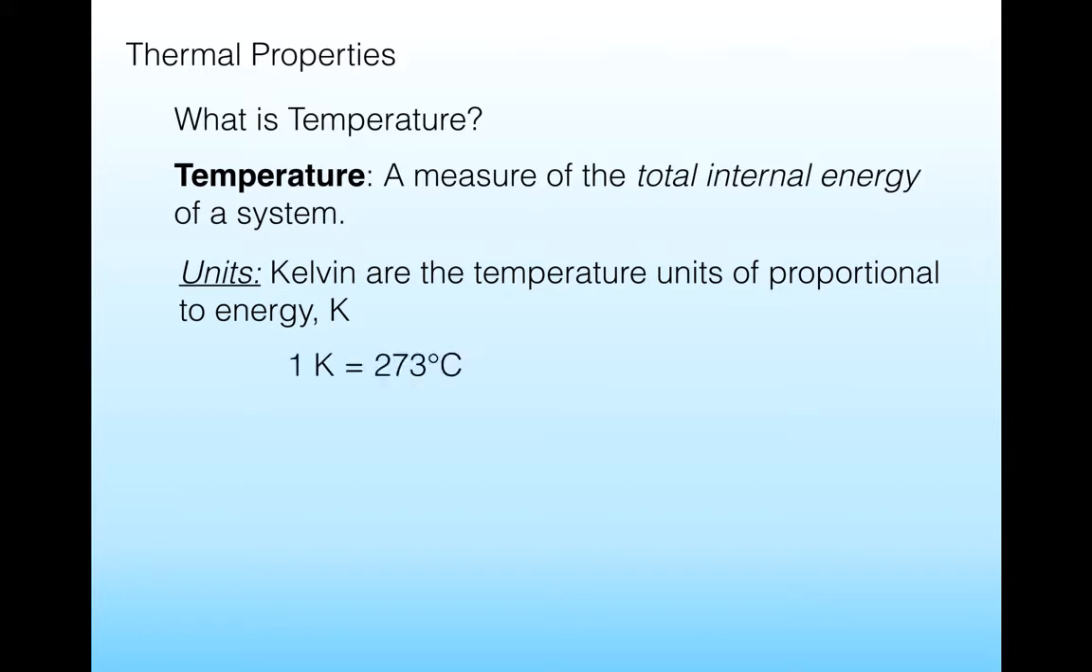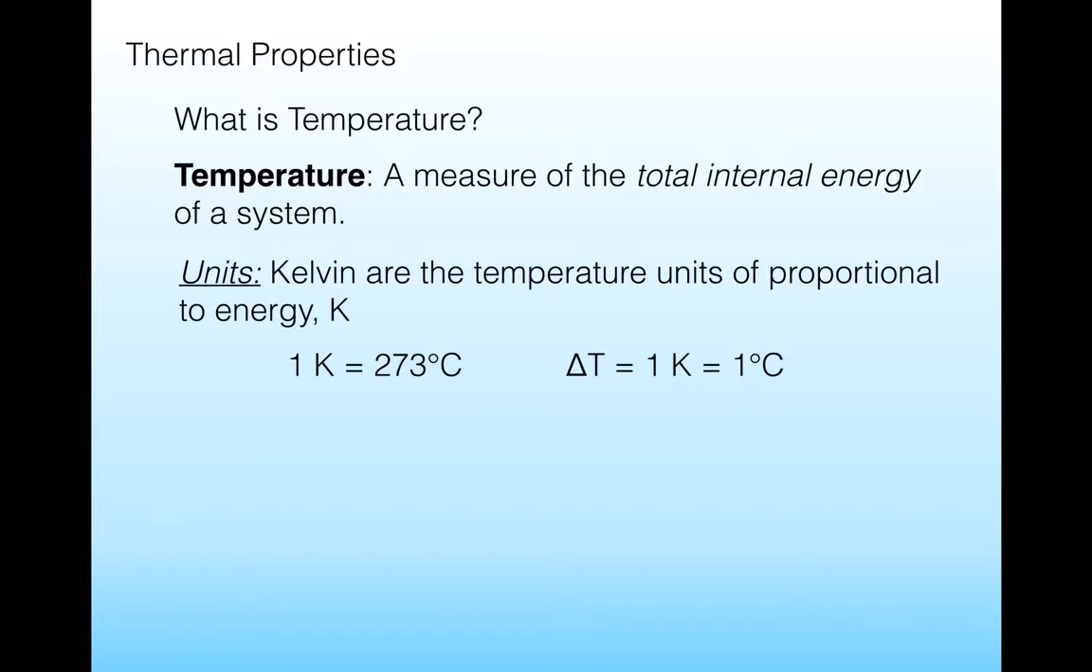So what is a Kelvin? Well, 1 Kelvin is 273 degrees Celsius. And of course, you can figure out how to convert between Fahrenheit and Celsius by literally just putting it into Google, and it will actually do the calculation for you. So we're not going to go through that. It's not actually even a useful exercise.